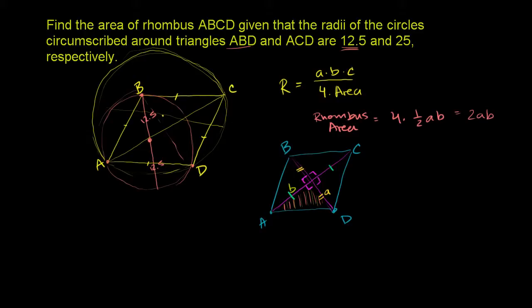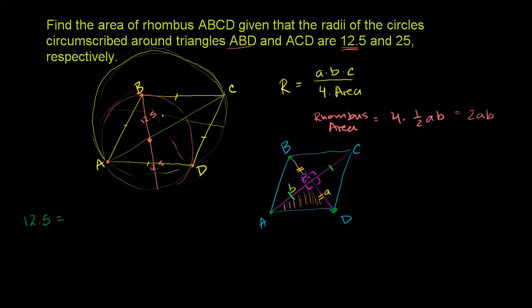So let's focus on this first piece of information. Let's focus on triangle ABD. Now, they tell us that its circumradius is 12.5. So let's use this formula right over here. We get 12.5, its circumradius is 12.5, is equal to the product of the lengths of the sides.